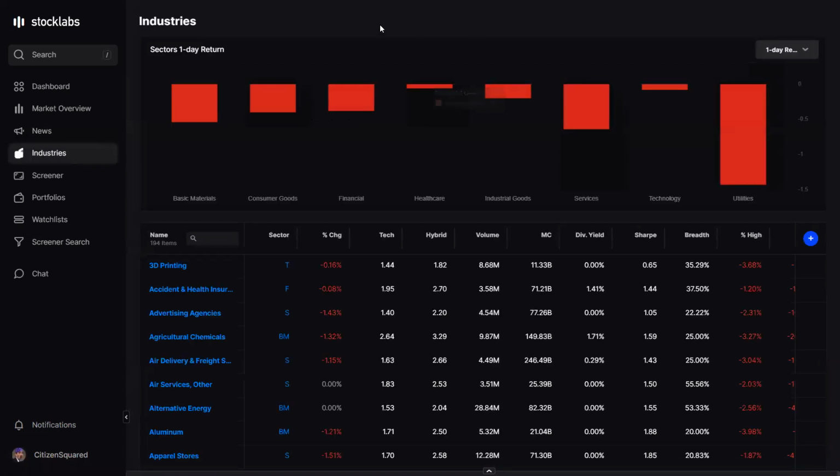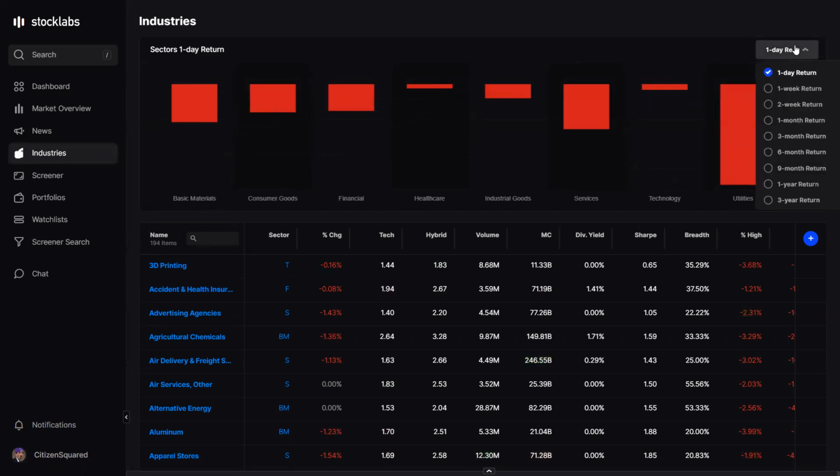Industries, this is a more blown up version of the market overview section that had the sectors. So you see the same headers here, and you can look at the returns over a bunch of different time frames. So 1 day, 1 week, 2 week, week to date, month to date, year to date.